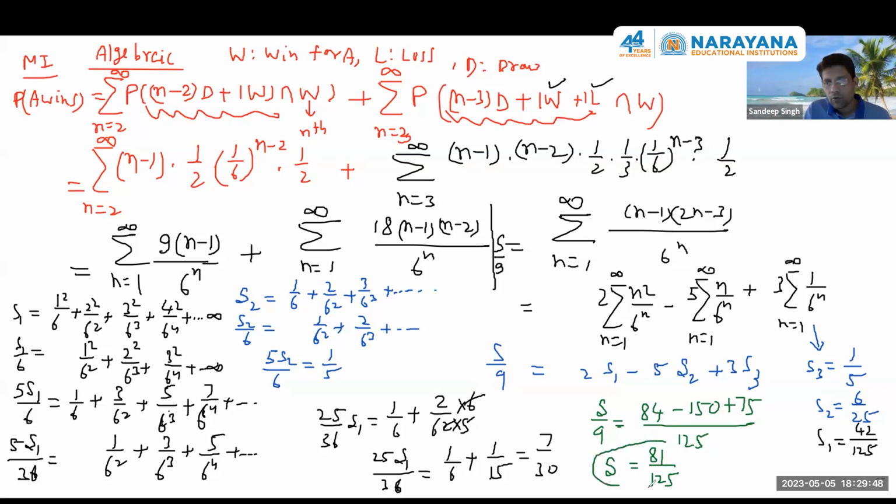Tell me, is it clear to all? Yes, sir. This is the chance of A's winning, which is 0.648 chance. So this is method number 1.